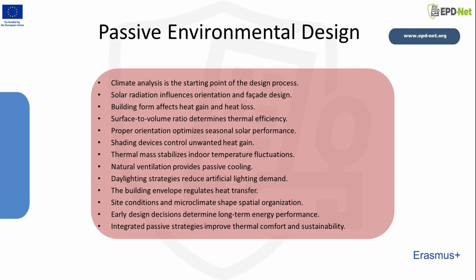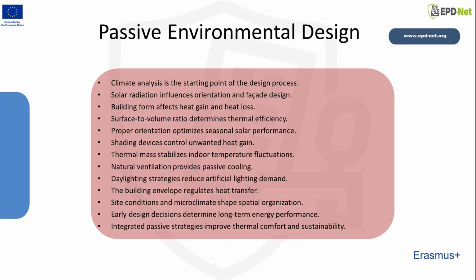Passive environmental design is about using the natural characteristics of a site, such as climate, sunlight, and wind, to achieve comfort and energy efficiency without relying on mechanical systems. It all begins with climate analysis, which forms the foundation of the design process. By understanding solar radiation and local climate conditions, designers can make informed decisions about orientation and facade design.